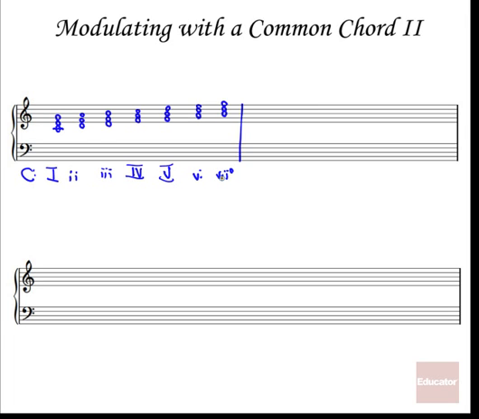And this time let's move from C major to A minor. So let's take a look at the chords in A. And of course the 5 is going to be a major chord. So 1, 2 diminished, 3, 4, 5, 6, and then 7 is also going to be diminished.